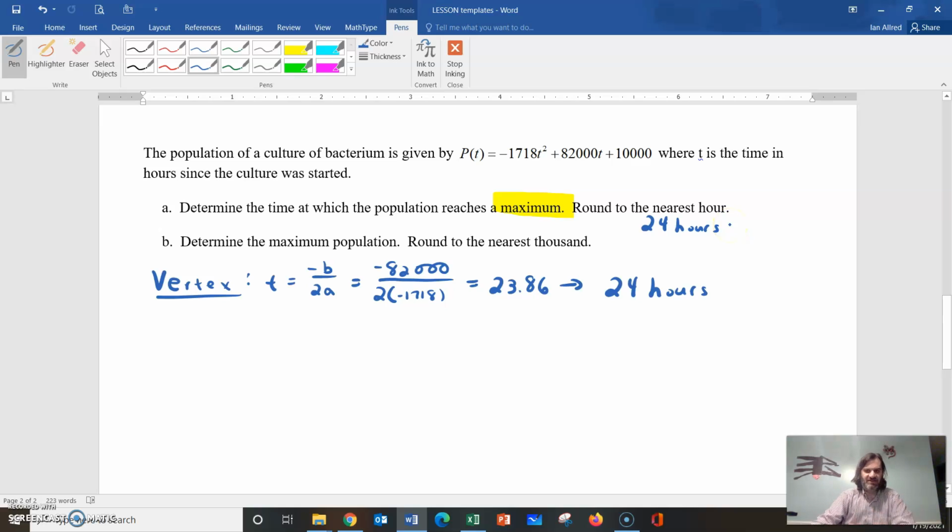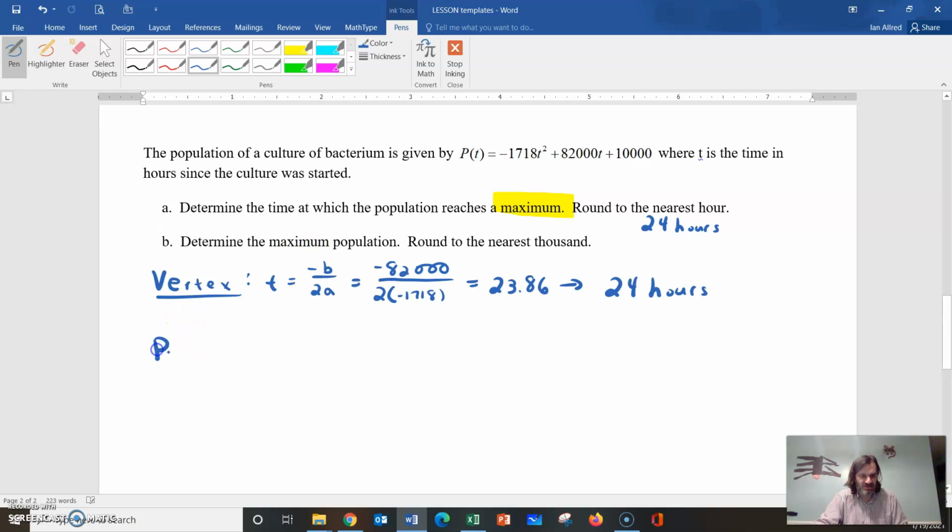So basically there's some bacteria. They'll start reproducing or spreading, however that works. They'll start to grow, and I think either some medicine will hit them or they will just run out of resources and then start to die off. So it goes up and then it goes down because of the quadratic here. Then part B says determine the maximum population, round to the nearest 1,000.